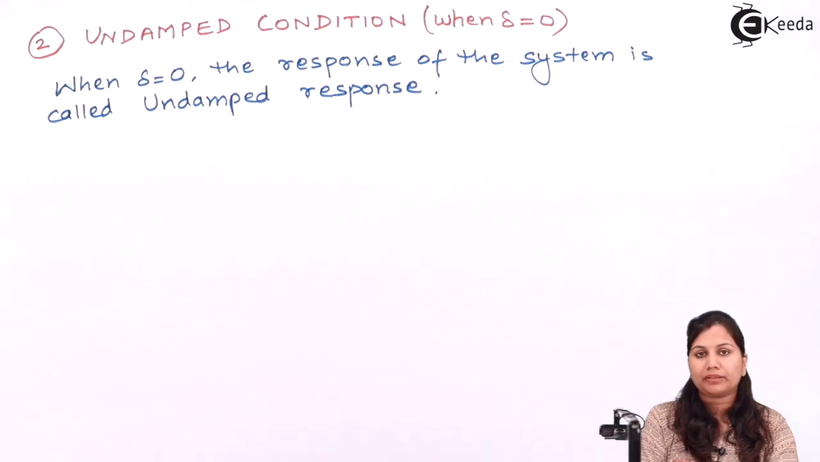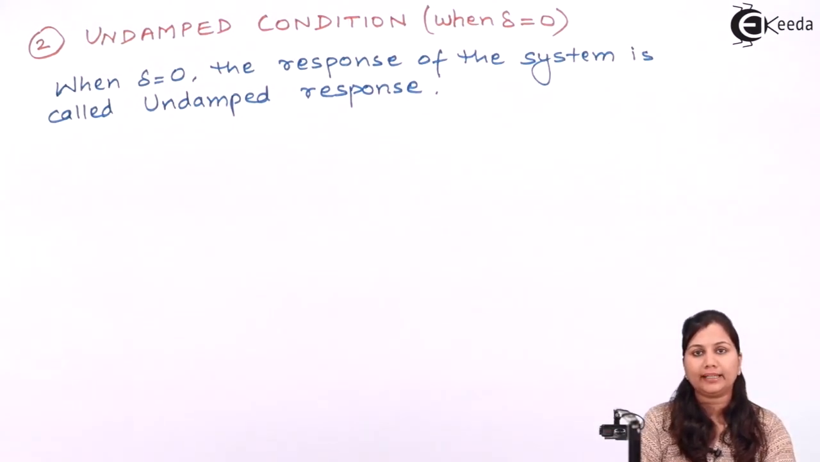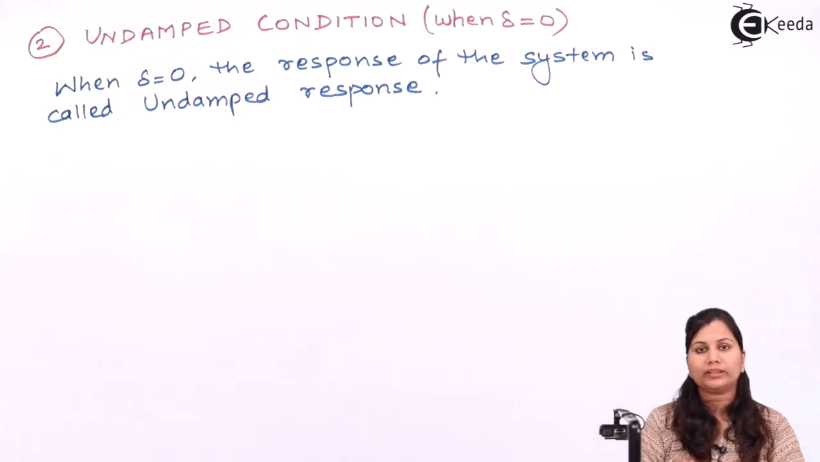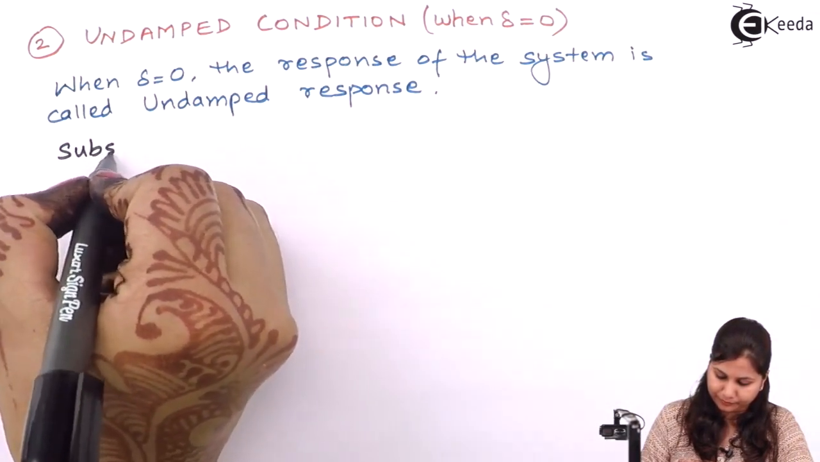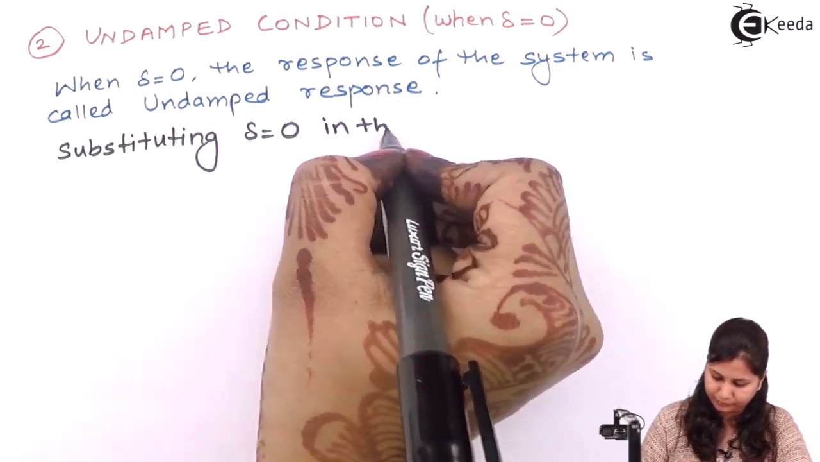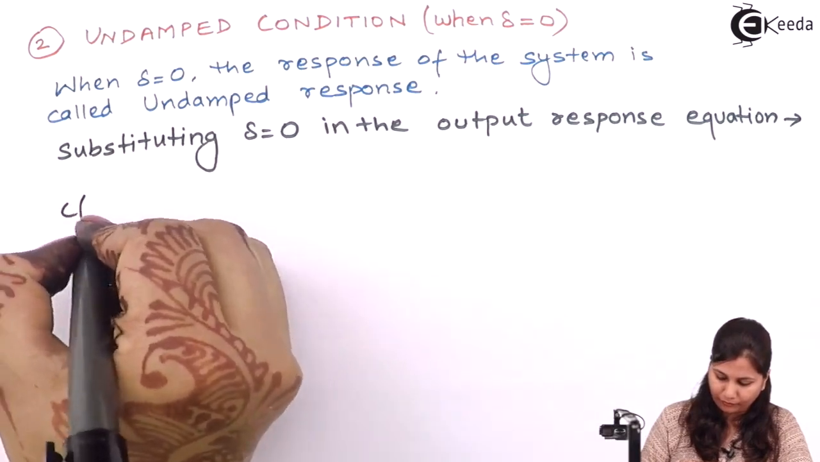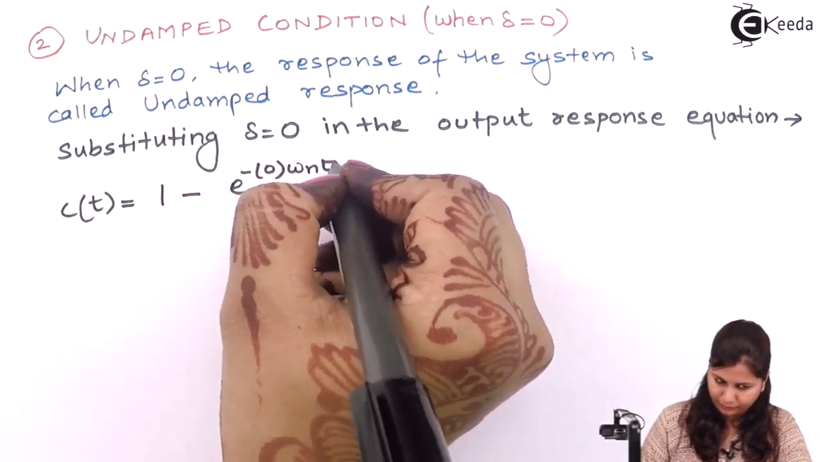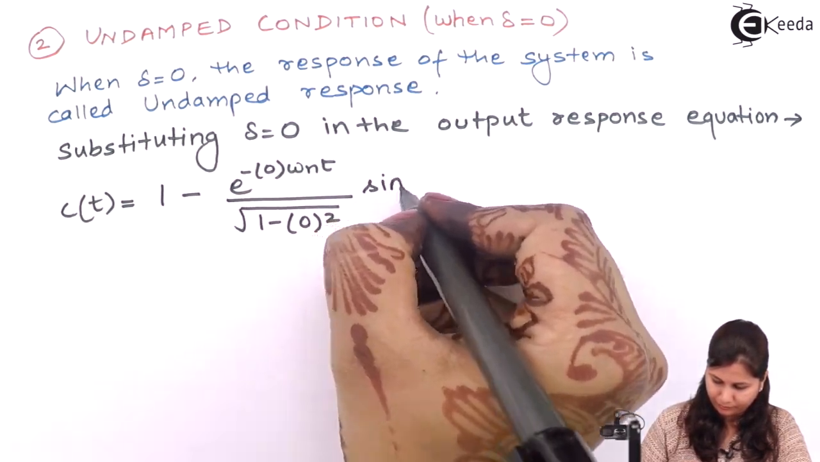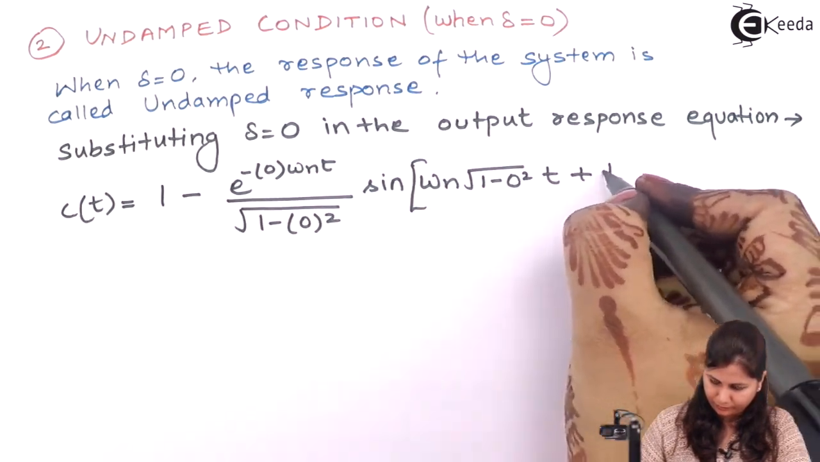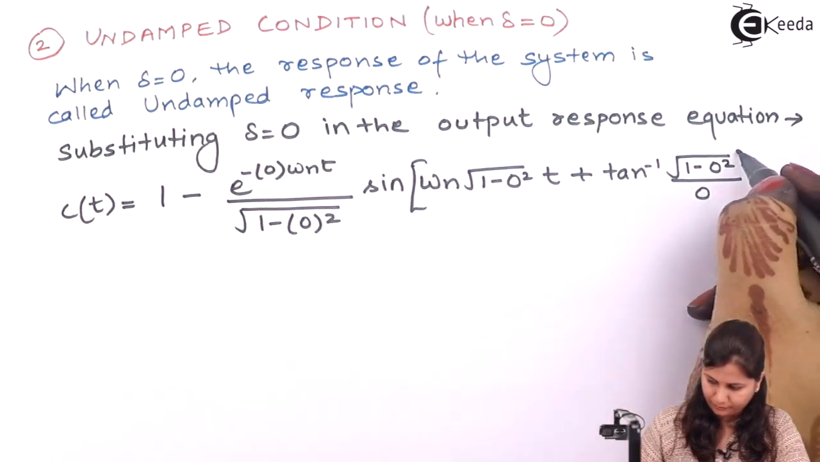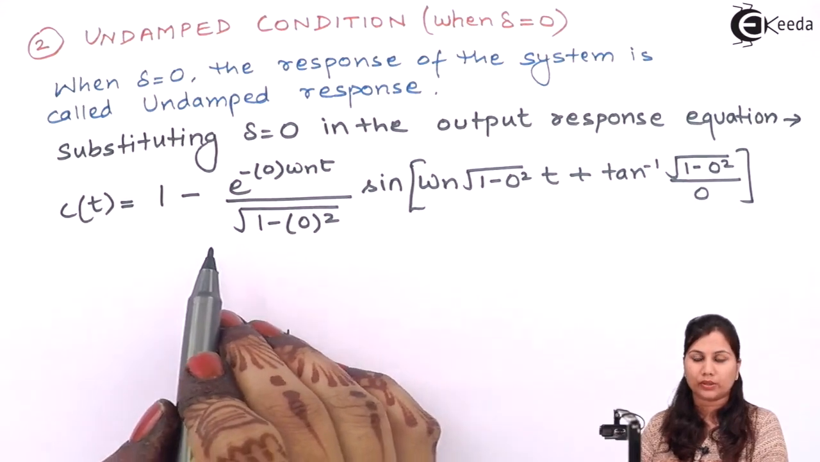To find the output response for the undamped condition, we have to put the value of del equal to 0 in the output response equation. So let us substitute del equal to 0 in that equation and find out what the output response will be for the undamped condition. So we have substituted del equal to 0 in the output equation.